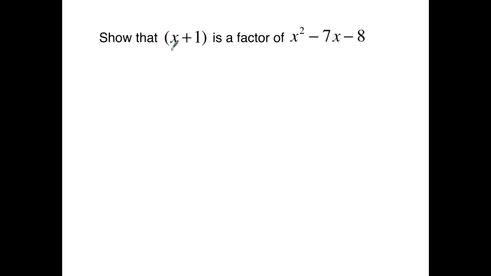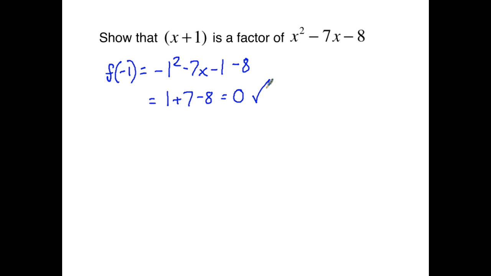Another way of doing it is that if you know that x plus 1 is a factor, then you must know that minus 1 would be a root. So if you evaluate the function by entering minus 1, then it should give you 0 if indeed minus 1 is a root and x plus 1 is a factor. So if we test that, we'll have minus 1 squared minus 7 times minus 1, take away 8, sorry. So that'll be 1 plus 7 take away 8. And that does give us 0. And therefore that proves that minus 1 is a root and that x plus 1 is a factor of this quadratic here.